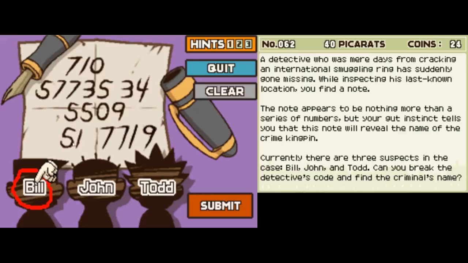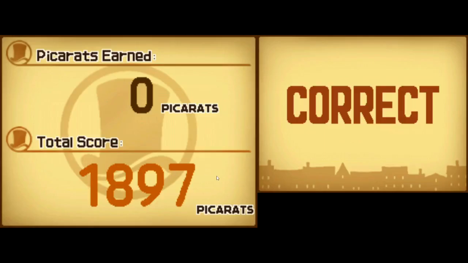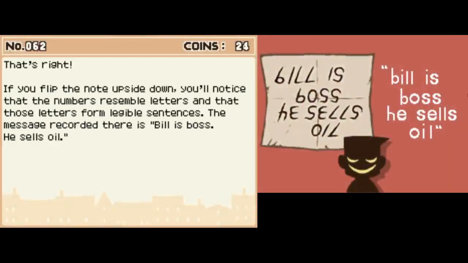Bill is boss. He sells oil. And there is your answer. A very easy one. Critical thinking is the key to success. Alright. Bill, and as I said, Bill is boss. He sells oil. So yeah, just turn the notes clockwise or counterclockwise, and you'll basically get your answer.